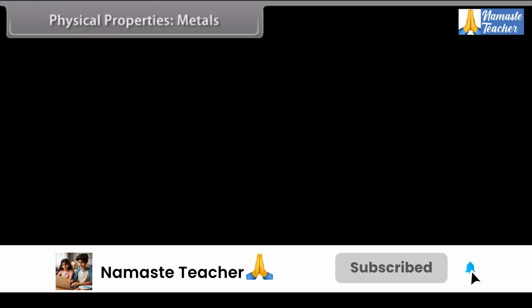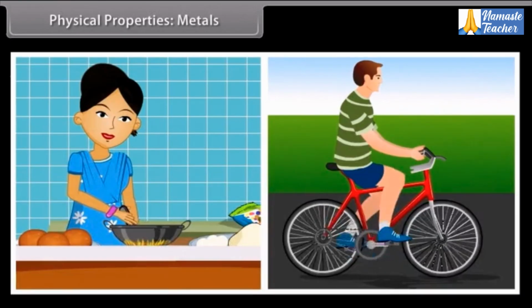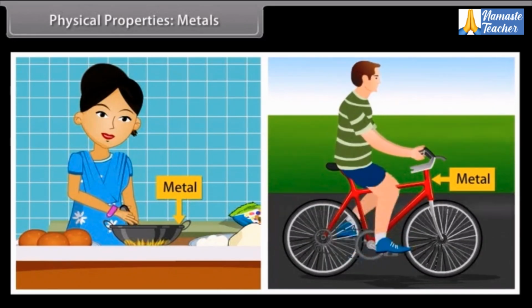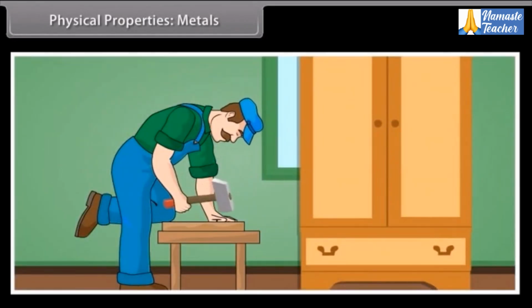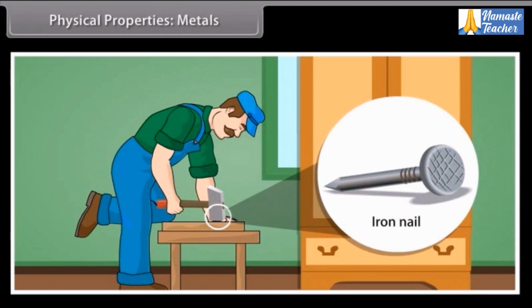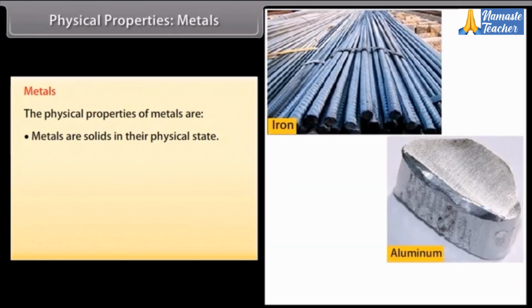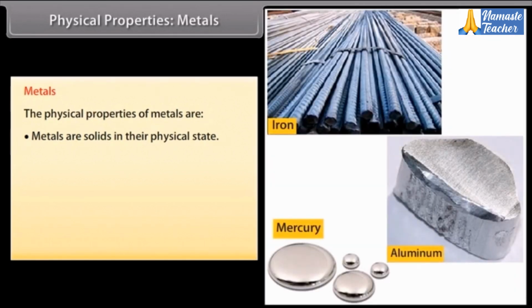Physical properties of metals. You come across a lot of metals and nonmetals in your day-to-day life. For example, the hammer that you use to fix nails is a metal. The nail made of iron is also a metal. Let us look at the physical properties of metals. Physical state: metals are solid at room temperature, for example, iron and aluminium. Only mercury is a liquid metal.